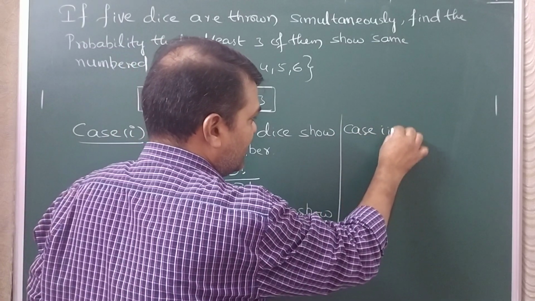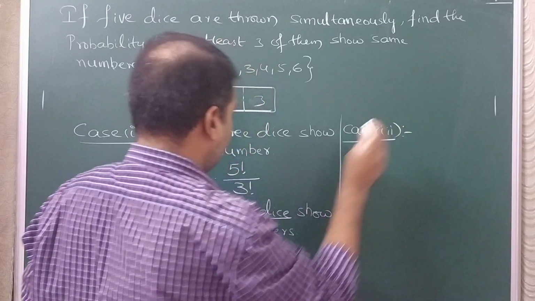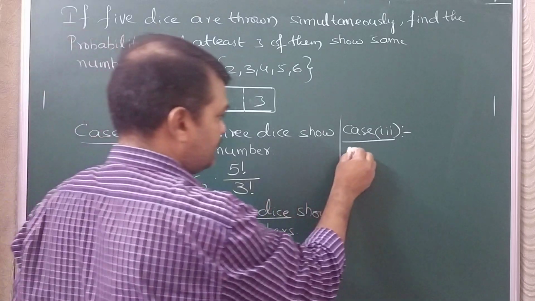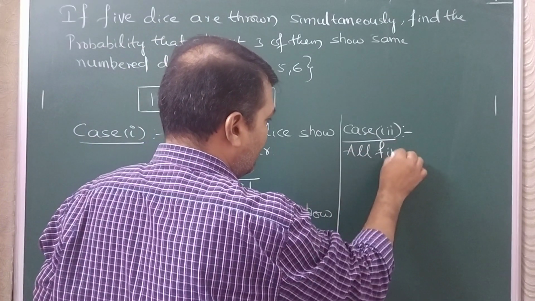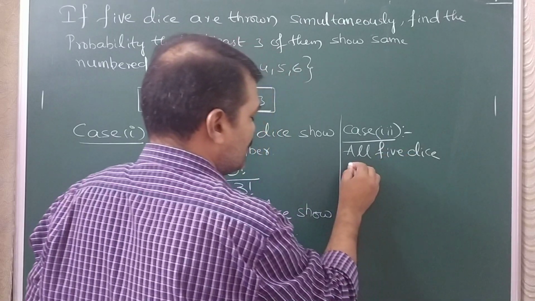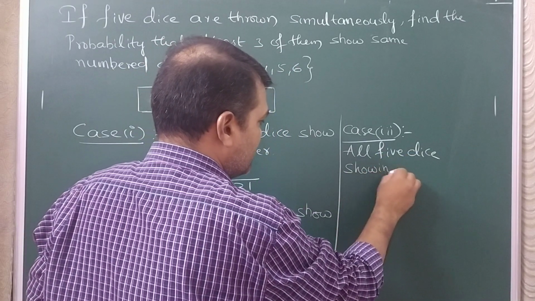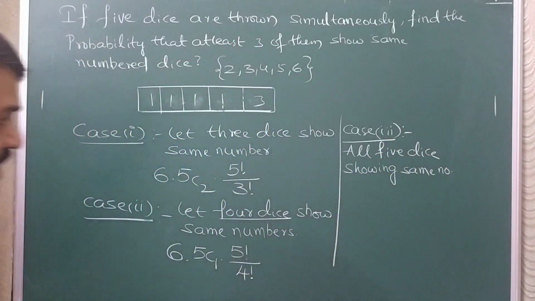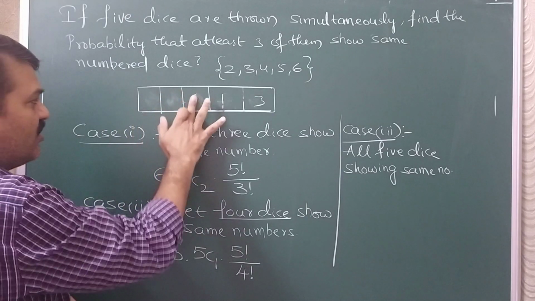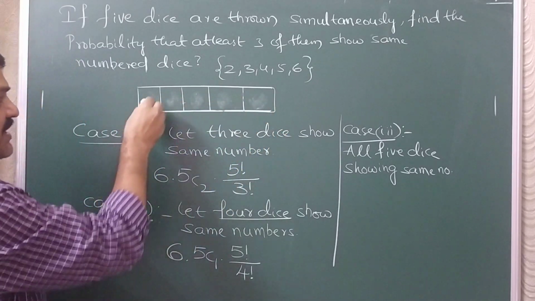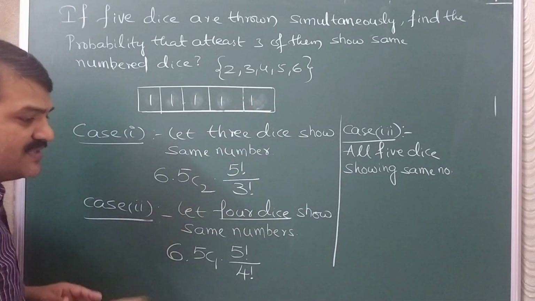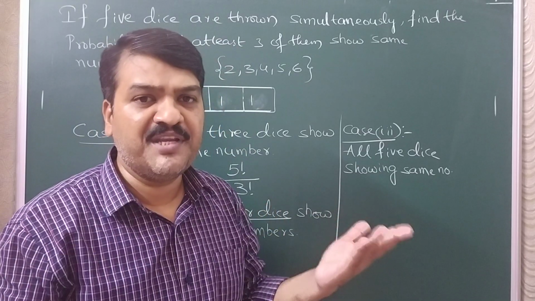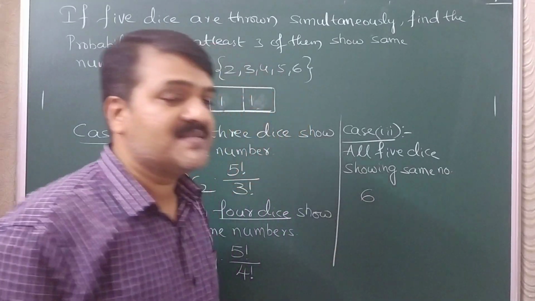So what is case 3? Case 3 means we will take all the 5 dice showing the same number. All 5 dice showing the same number is very easy. All 5 showing the same number means all 5 dice showing 1s, or all 5 dice showing 2s, or all 5 showing 3s. How many possibilities? 6 possibilities will be there.